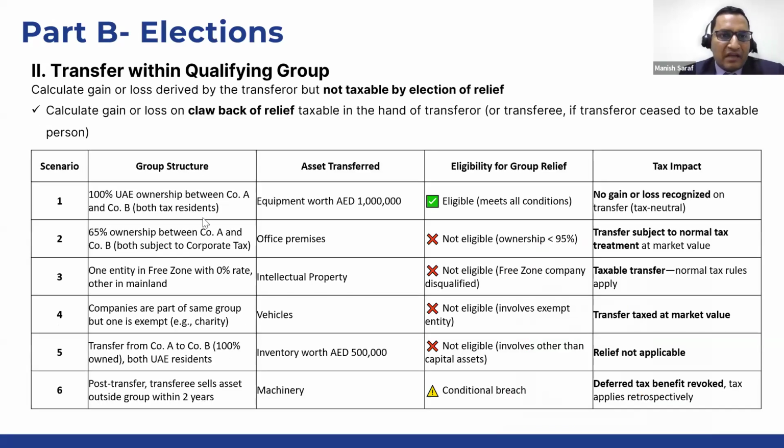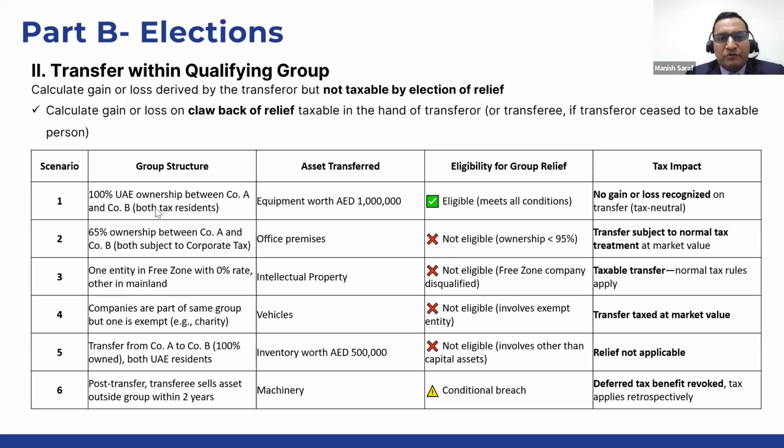So these are certain example scenarios, to see where you are eligible or not. If you look at a group structure, in one scenario there is 100% UAE ownership between company A and company B, both are tax resident. The asset transferred is 101 million.